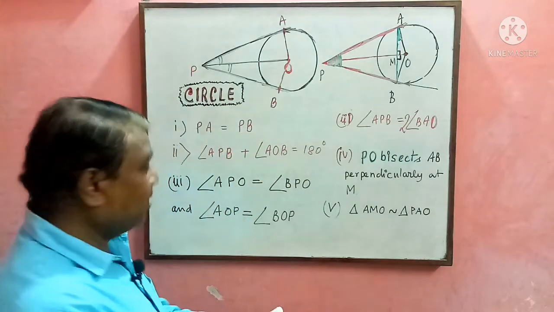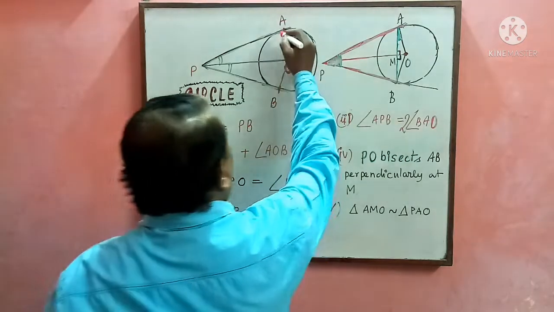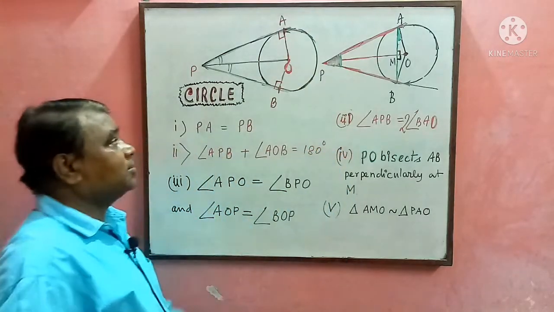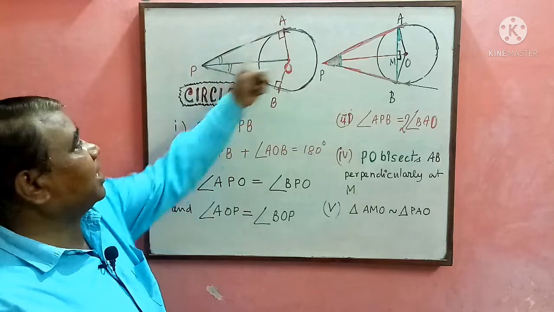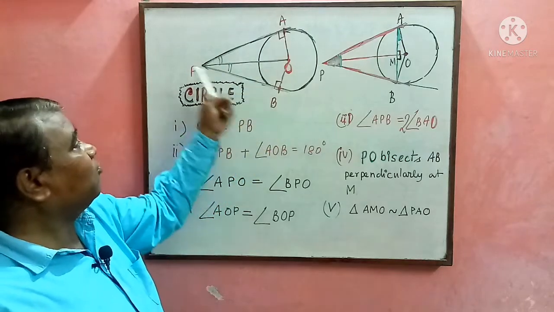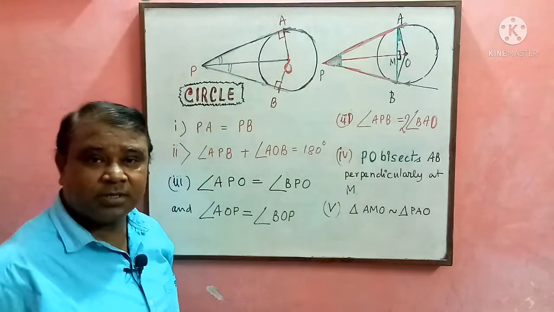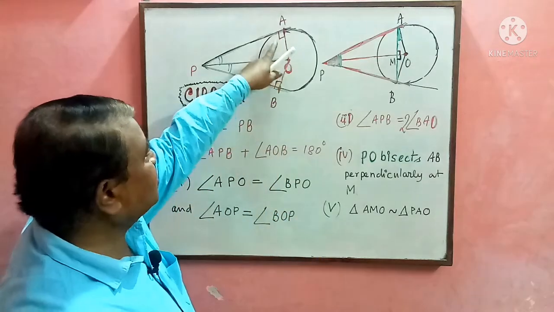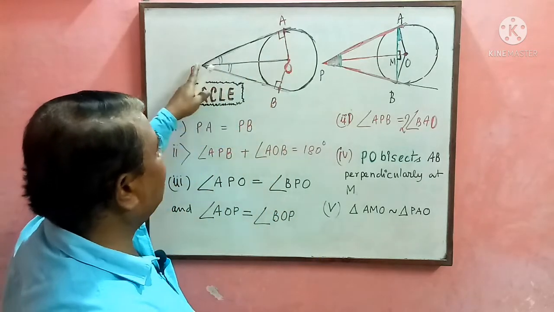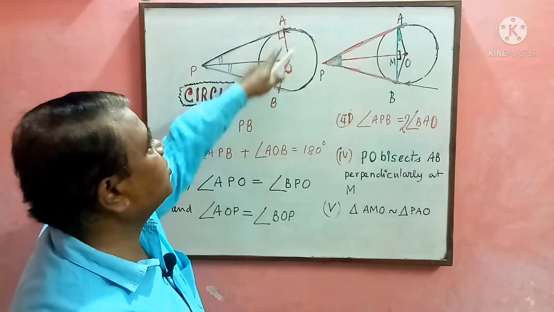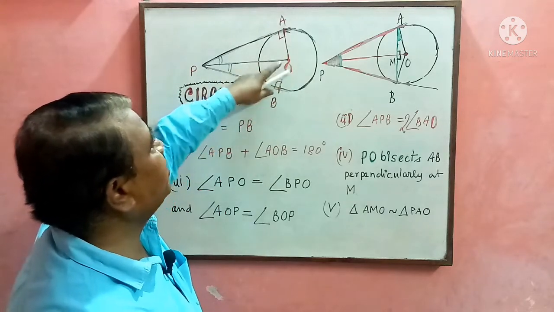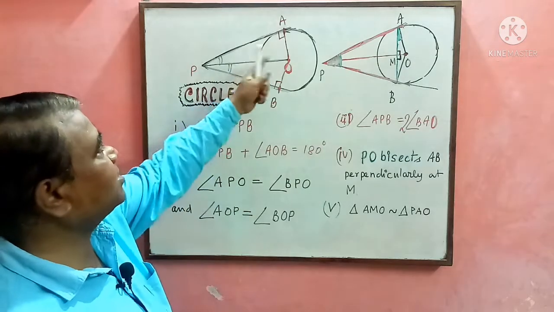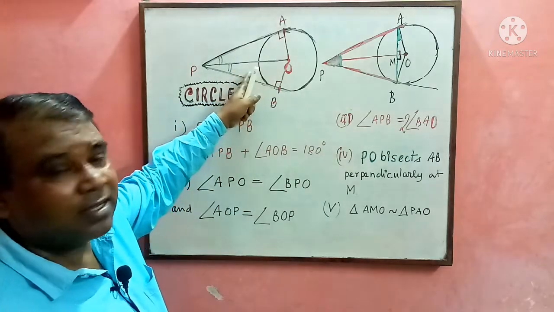It's very clear. The radius always makes 90 degrees with the tangent. Radius and tangent will always form 90 degrees. This is the notion of tangent. Now you see, this is 90 degrees, this is common, the hypotenuse is common, and the radius is equal. OA is equal to OB, both are radii. So definitely by RHS these two triangles are congruent.